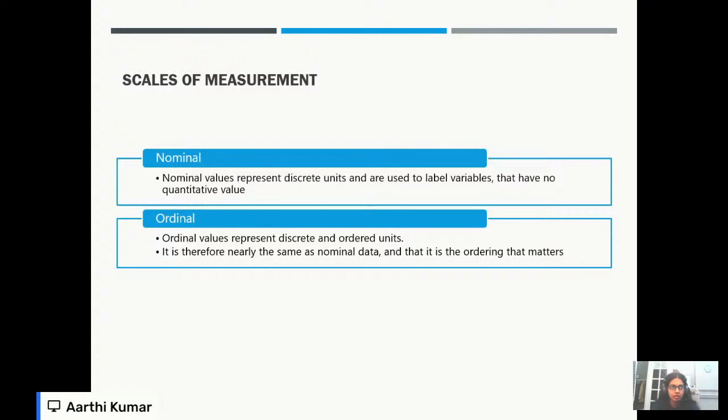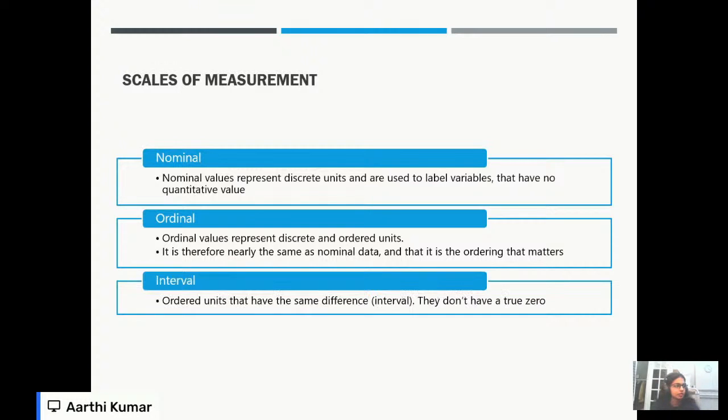You might have submitted some survey where they give you a range of options from strongly disagree to strongly agree. Like, how would you answer this particular question? Usually, those kinds of qualitative answers where the rank has to be preserved are measured on an ordinal scale. Then we have interval.